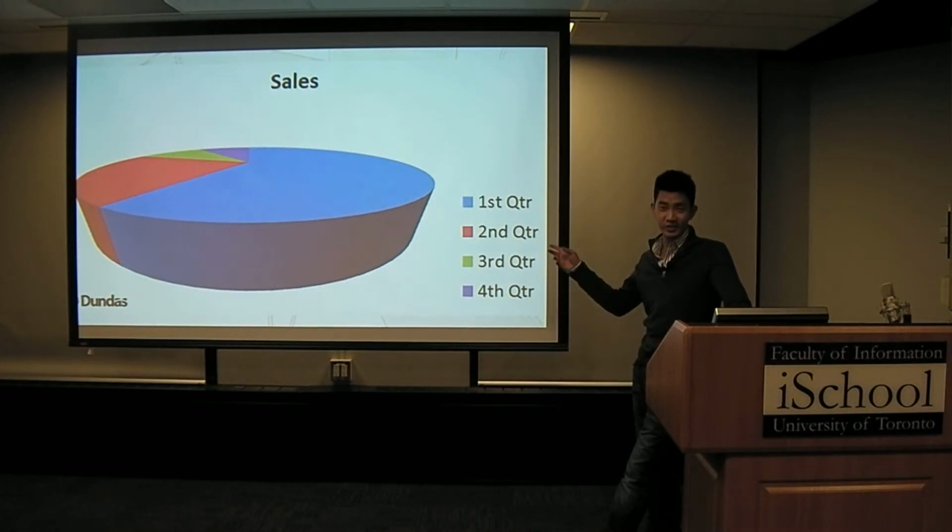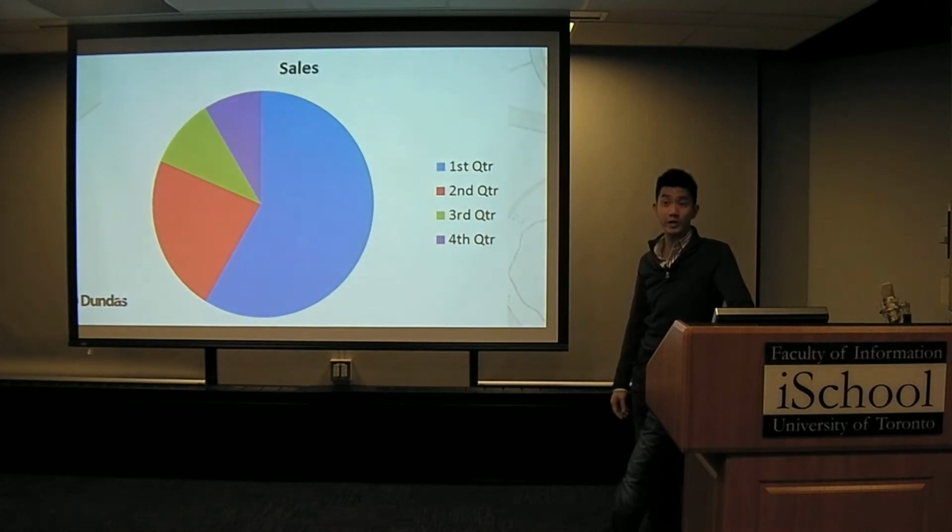But what we're doing here is, by pivoting this pie chart and putting it in 3 dimensions, we're actually exaggerating the slice of the first quarter here. And so this is what it actually looks like without that perspective.